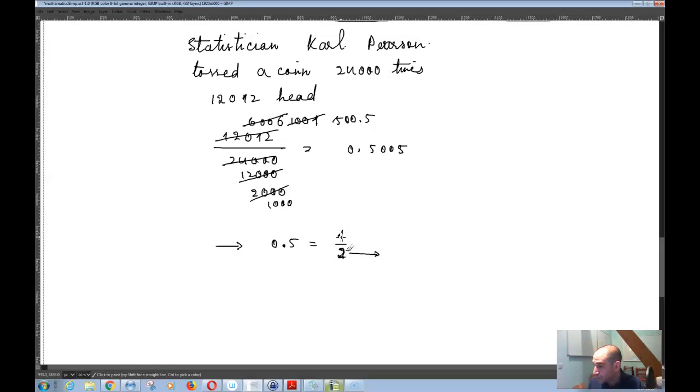Meaning that the numbers are basically getting closer and closer to 1/2. So now suppose we ask, what will the experimental probability of a head be if the experiment is carried on up to, say, 1 million times.